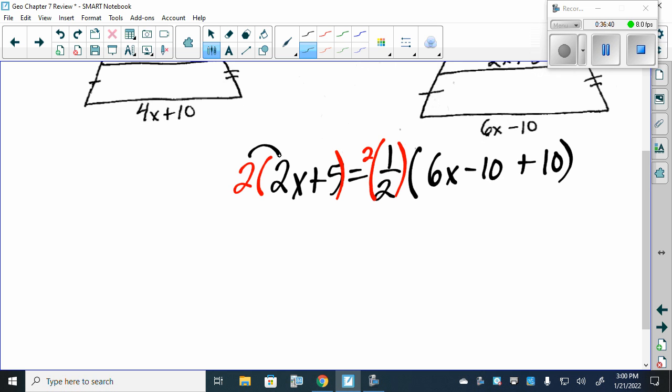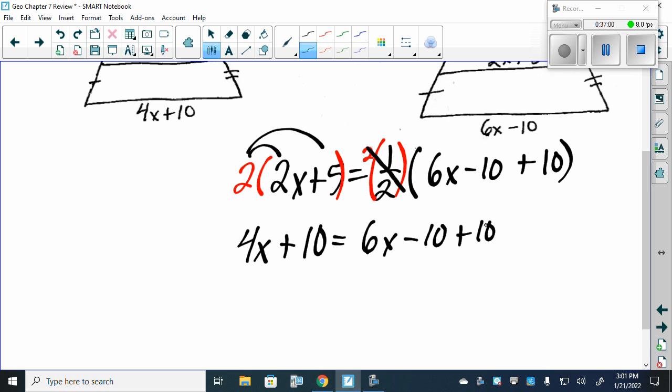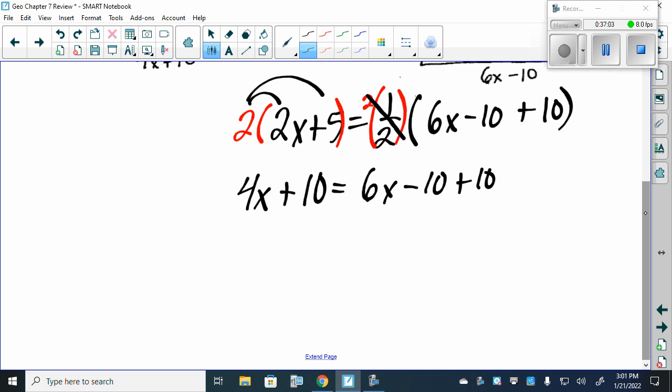On the left-hand side, we're going to distribute this 2 through the 2x plus 5. 2 times 2x is going to be 4x, and 2 times 5 is 10. Now on the other side, 2 times 1/2 will cancel, leaving us with 6x minus 10 plus 10. If we combine the like terms here, negative 10 plus 10 would give us 0. So we're really left with 4x plus 10 is equal to 6x.